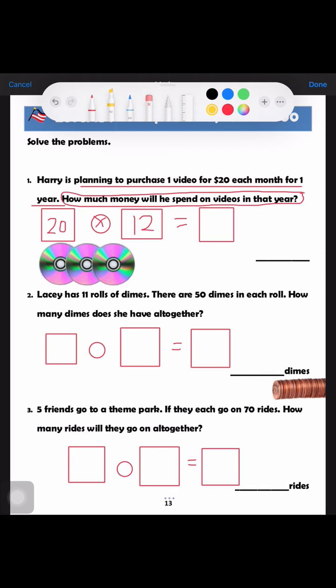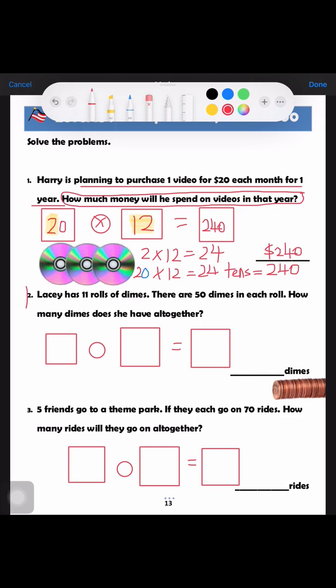First of all, we need to think about the basic fact. In this case, the basic fact is 2 times 12. 2 times 12 equals 24. So 20 times 12, that means 2 tens times 12 equals 24 tens. And 24 tens equals 240. So he needs to spend $240 in that year.